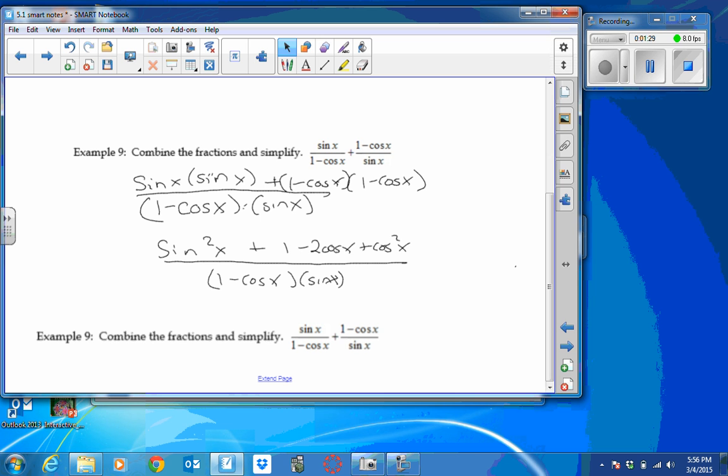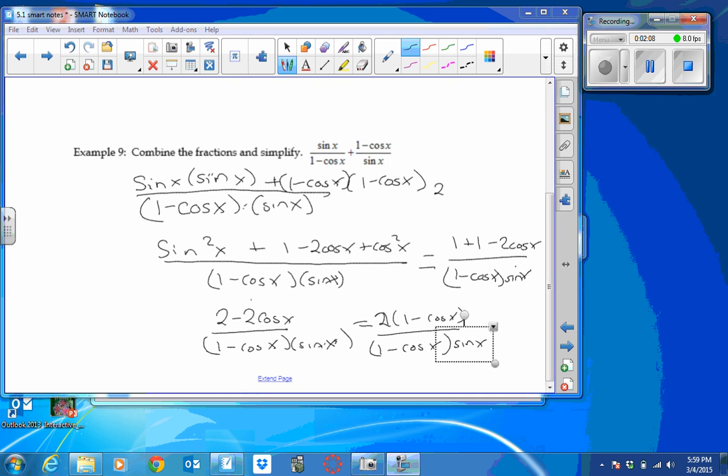The next step is to combine my sine squared and my cosine squared. That's 1 plus the 1 that's already there, minus 2 cosine x, all over 1 minus cosine x times sine x. These two ones can be combined, and I have 2 minus, there we go. Okay, we can go a couple more steps now.